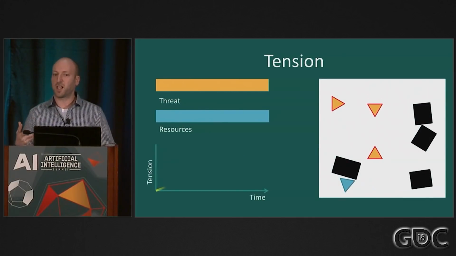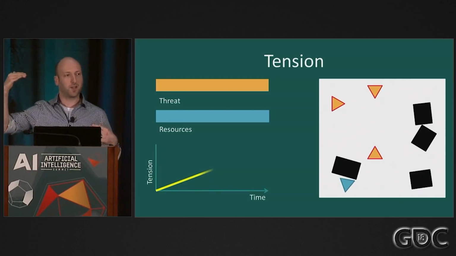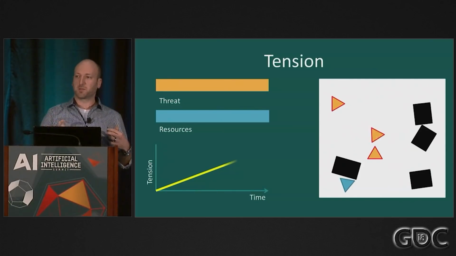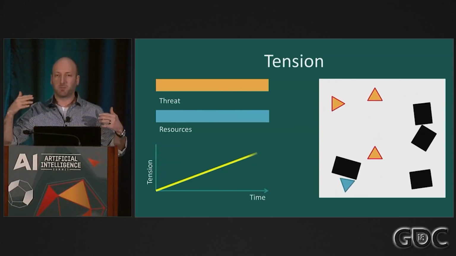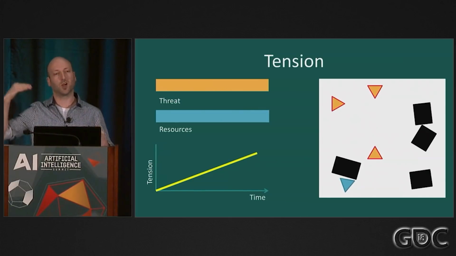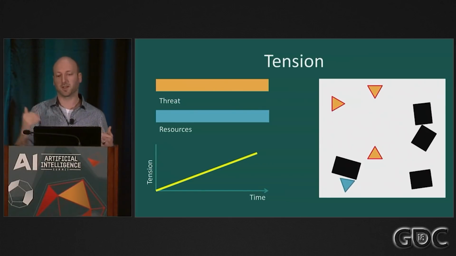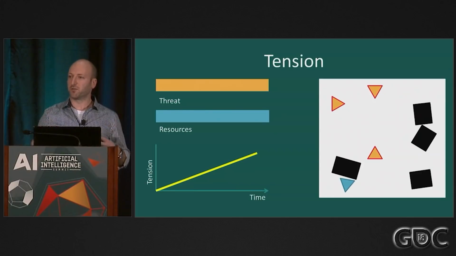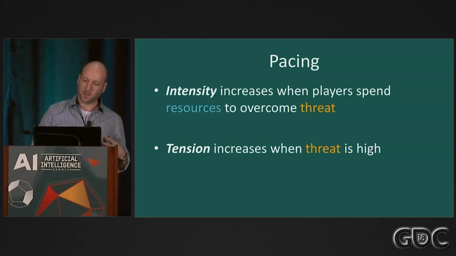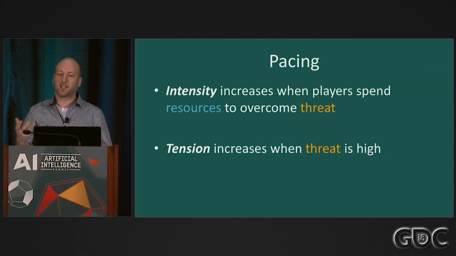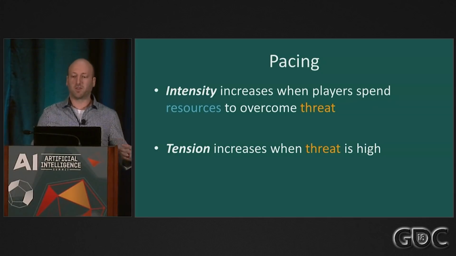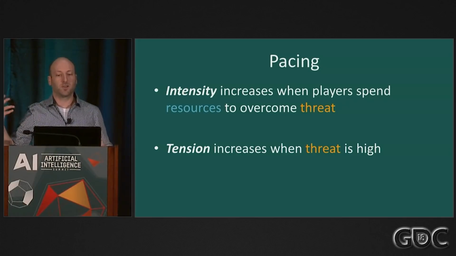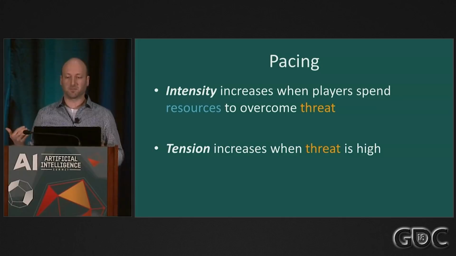Now, an interesting situation happens if the player is sneaking around or hiding, right? Then you have a high threat level, but no resources are being spent. But here, the potential for the intensity is growing over time, right? The potential for conflict is there. And this is a situation of rising tension. And so intensity is directly related to spending resources to overcome threat. However, while the threat is high, it represents the potential for conflict and hence a situation of rising tension.